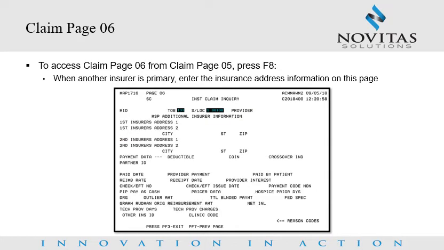Claim page 06. Claim page 06 is the last page for claim entry. When another insurance is primary to Medicare, you would enter the insurance address information on this page. Once you have entered all information on the claim, press F9 to store your claim in FISS. If there are no errors on the claim, FISS will display a new claim page 01 and the message "Record successfully added" will appear on the bottom of the screen.